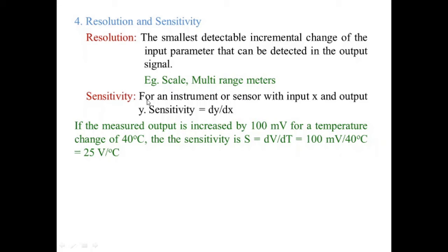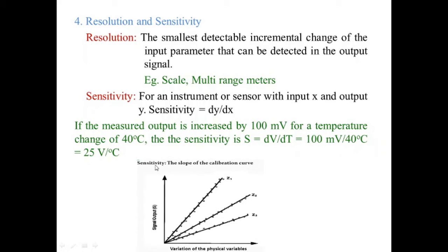Next one is the sensitivity. For an instrument or sensor with input x and output y, sensitivity is equal to dy by dx. That is the small change in the output relative to the small change in the input. For example, if the measured output increases by 100 millivolt for a temperature change of 40 degrees Celsius, then sensitivity is given by the output change, 100 millivolt, divided by the input change, 40 degrees Celsius. So it will be 25 millivolt per degree Celsius.